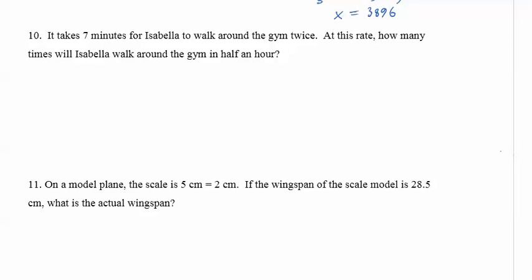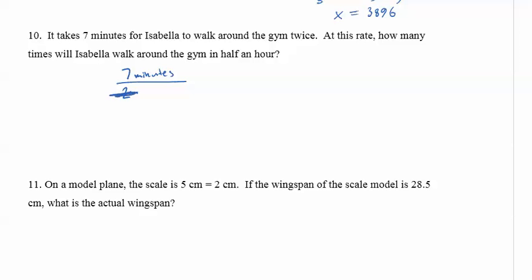All right, for this question here. It takes 7 minutes for Isabella to walk around the gym twice. At this rate, how many times will Isabella walk around the gym in half an hour? So let's write the first ratio. It gives it to us. It takes 7 minutes to walk around the gym twice.